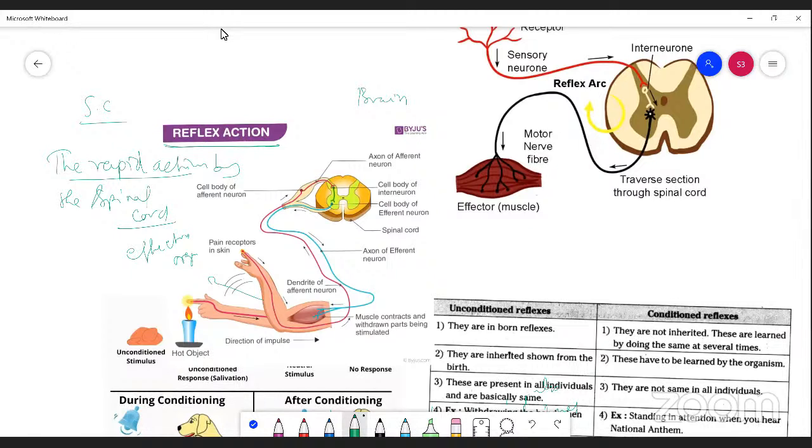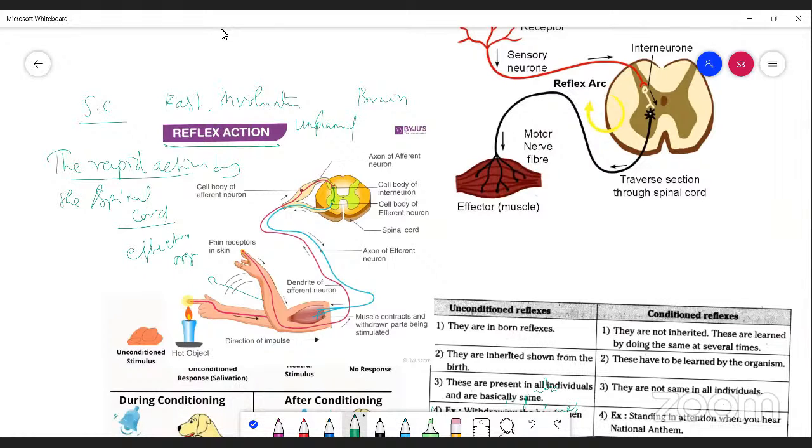Next, reflex actions are very fast actions. That is a characteristic of the reflex action. It is very fast as well as an involuntary action, and an unplanned action. Because the information is not coming from the brain, it is directly taken by the spinal cord. So this action is what? Very fast, involuntary, and unplanned.